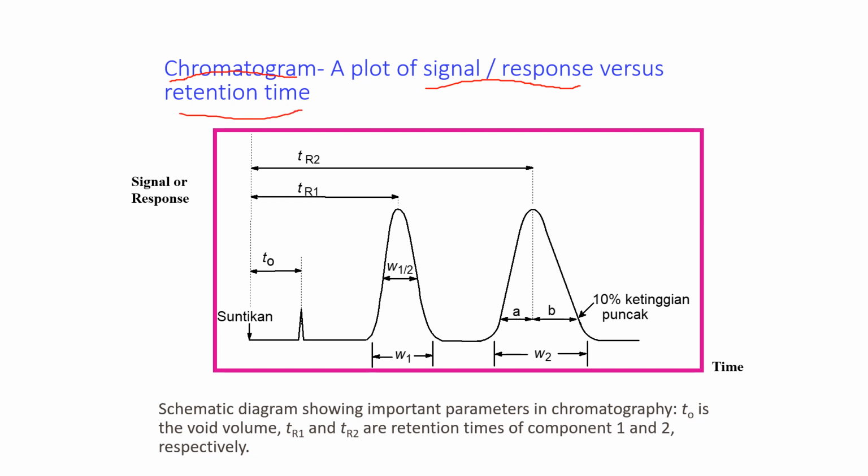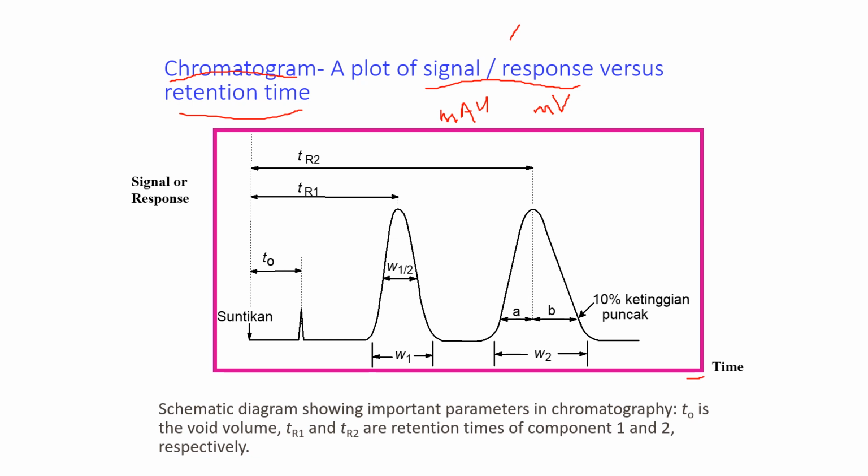Why do I put this signal or response over here? Because it depends on your detector. If you are using HPLC with UV, the Y signal is in milliampere units. And if you are using GC with FID, the signal will be millivolt. So it depends on the detector, and the x-axis is always time.